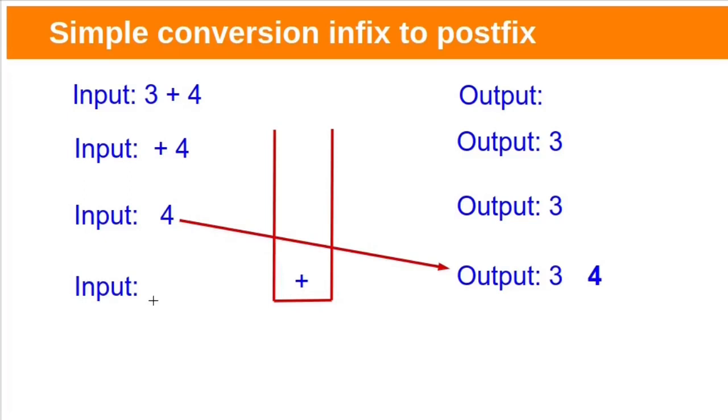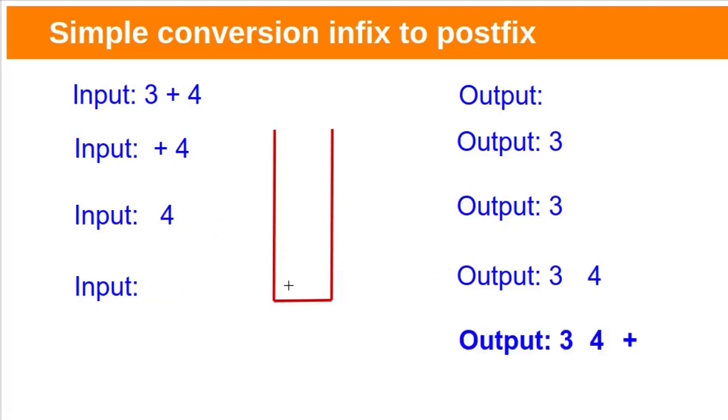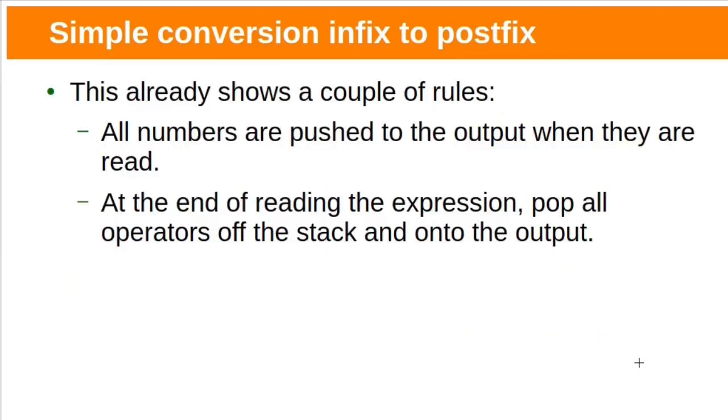After adding that 4 to the output string, input is empty. We completed reading of our input expression. After reading the entire expression, pop leftover tokens from the stack and add them to the output. So plus will be added to this output string and now the stack is empty. In this case, only one plus operator is there, so final output will be this string. From the above example, we can observe these two rules. All the numbers are pushed to output when they are read. After completion of reading the entire expression, pop all operators off the stack and add them to the output.